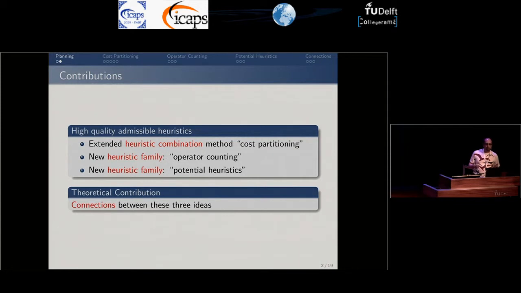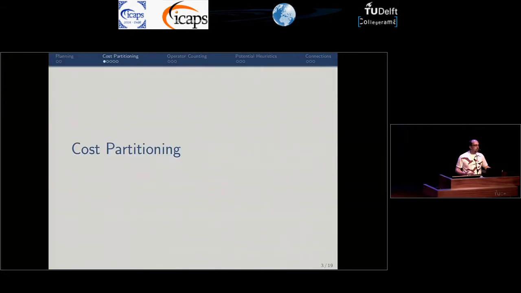There's an extension to an existing heuristic combination technique called cost partitioning, and 2 new heuristic families called operator counting and potential heuristics. I'm going to talk about all 3 of these, but in the end I would like to manage to talk a bit about the connections between these ideas, because I think they are the most interesting part of it. So let's start with cost partitioning.